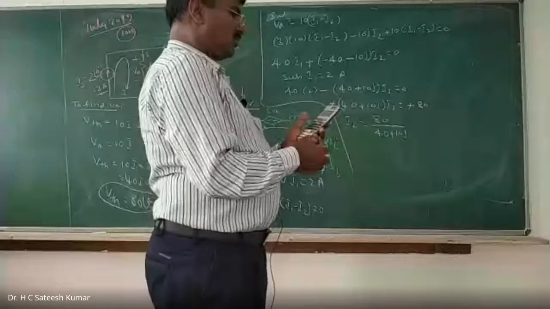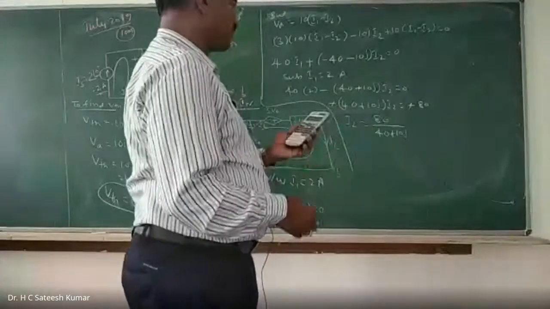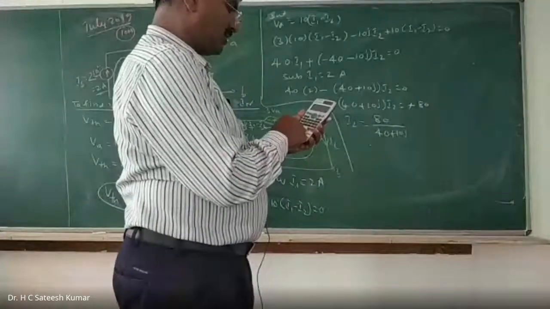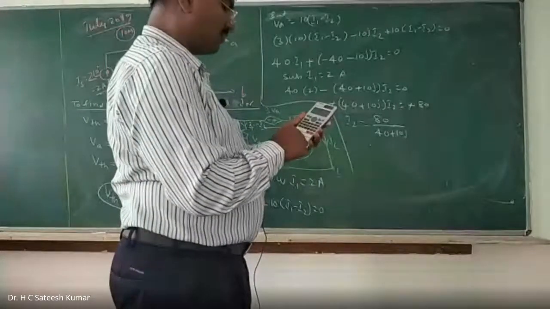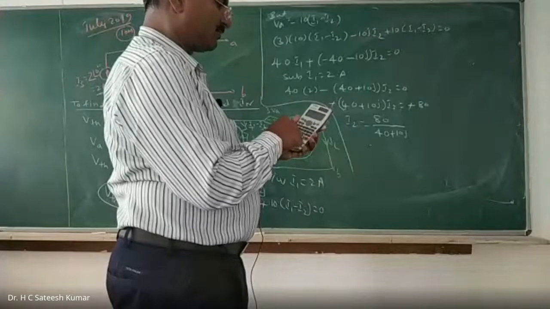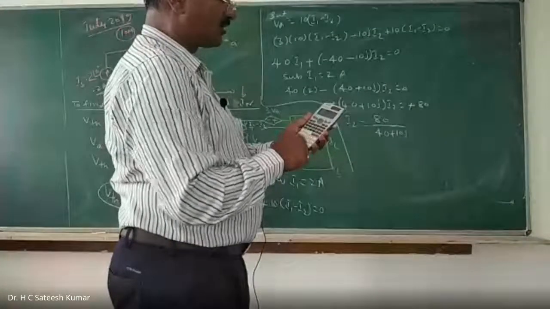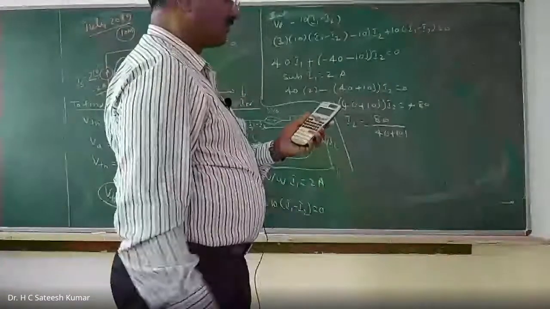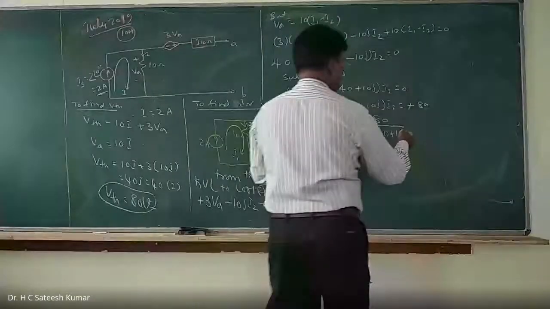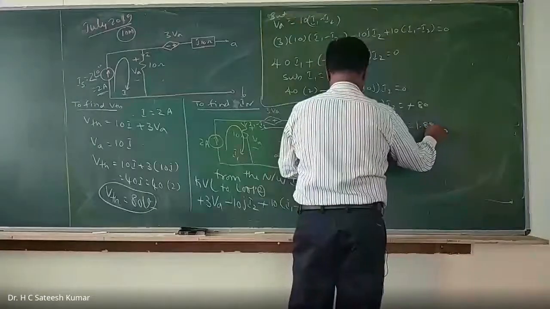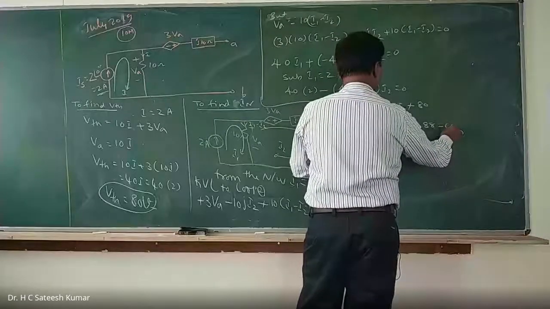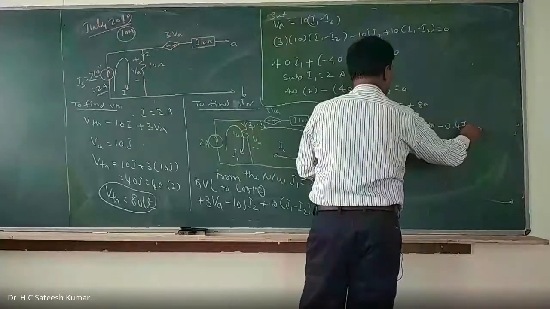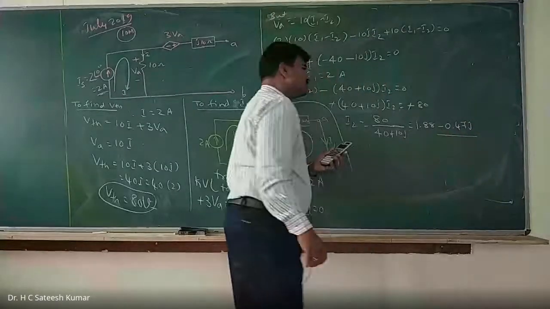Mode, complex 2, and 80 divided by bracket 40 plus 10i, close the bracket, equals S to D. So 1.88, I2 is equal to 1.88 minus 0.47j. That is your I2. I2, we got it.